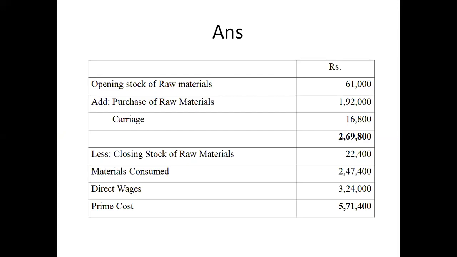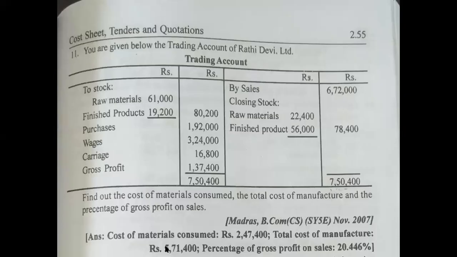Have you arrived at that answer? Check with your answer: 2,47,400. The first answer is calculated; that is, find out the cost of materials consumed. It is over. Then the cost of manufacture.